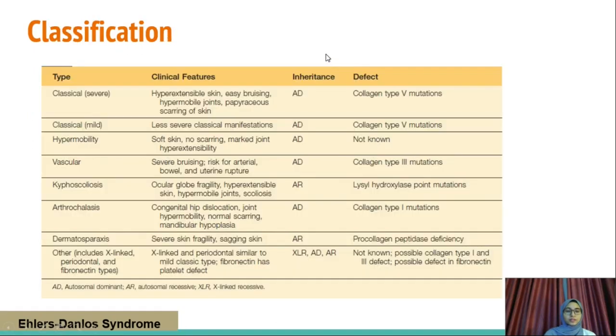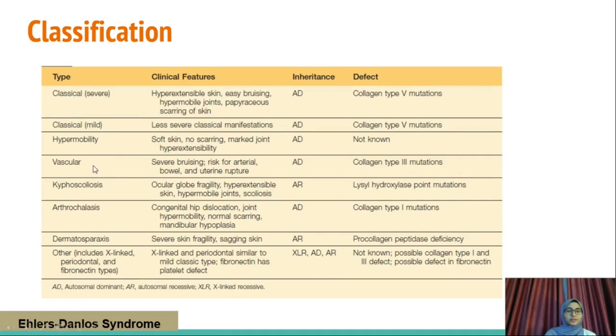This table shows the different types of Ehlers-Danlos syndrome. The pattern of inheritance and the clinical manifestations vary with the type being examined. About 80% of patients have the classical type in either the mild or severe form. Classical type exhibits the typical clinical findings such as hyperextensible skin, easy bruising, and hypermobile joints. The mild form exhibits a less severe clinical manifestation. Hypermobility type shows joint hypermobility but no evidence of unusual scarring.